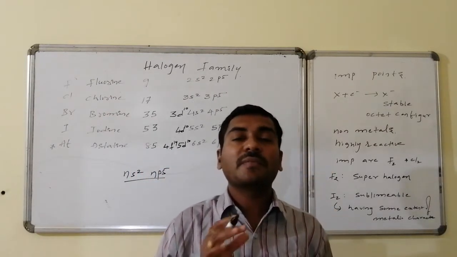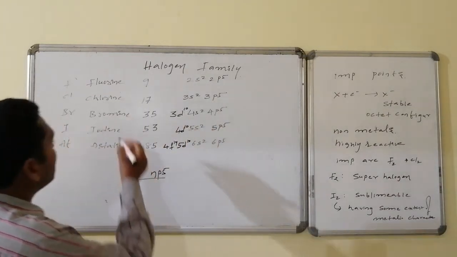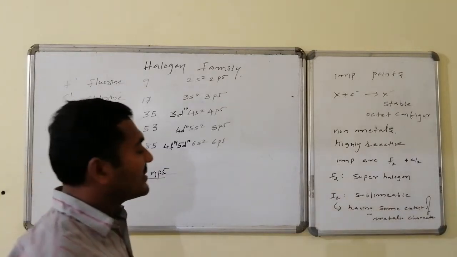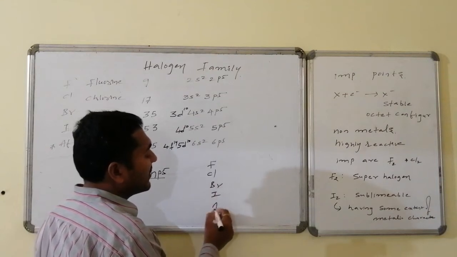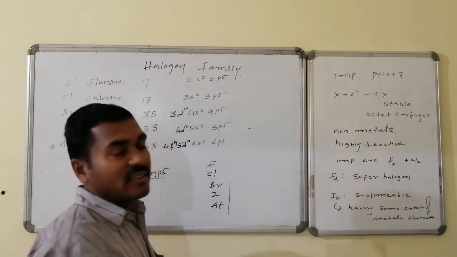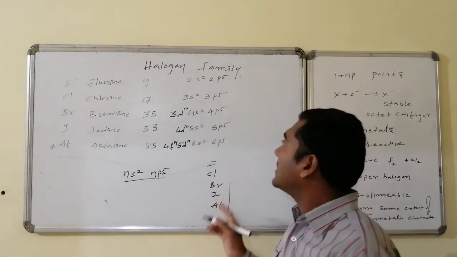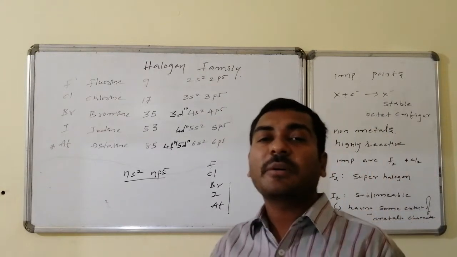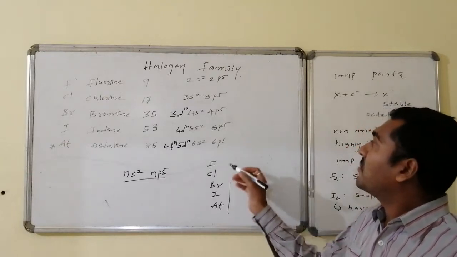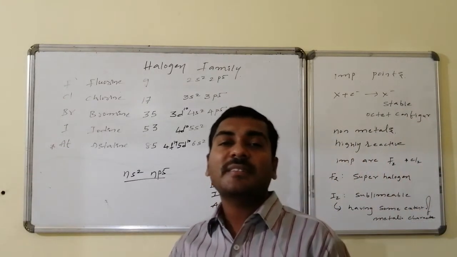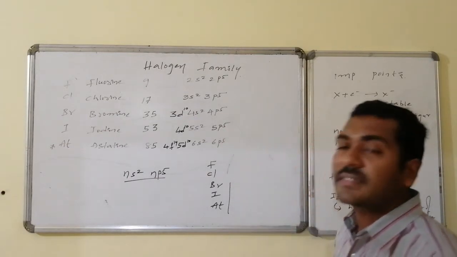The penultimate shell configuration of the remaining three elements, bromine, iodine, astatine, is the same. Hence this set has the same outermost and the same penultimate configuration, so it maintains a regular gradation in properties. Fluorine and chlorine differ from this set, because fluorine's penultimate shell has 2 electrons whereas chlorine has 8 electrons. This particular set behaves differently.